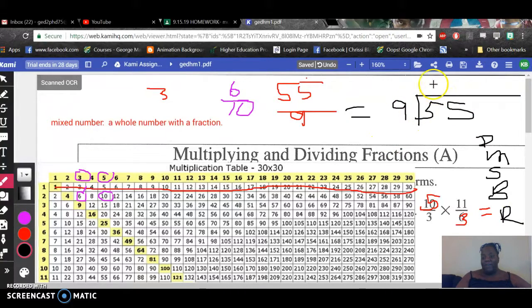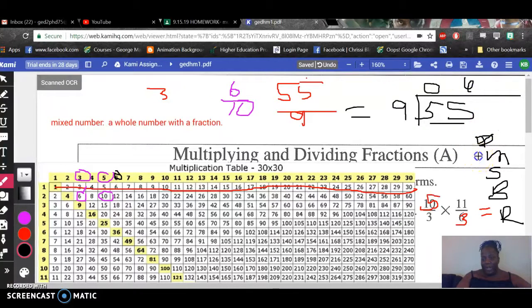9 will go into 5? 9 will not fit into 5. Now I'll bring the other number with it. 9 will go into 55. How many times will 9 go into 55? I don't know. Use your chart. 9, where's 55? There's 54. Then it goes to 63, so we know it can't be 63. So we'll stick with 54, and that makes our answer 6. So 6 will be up here. Boom. So you just did the division part.